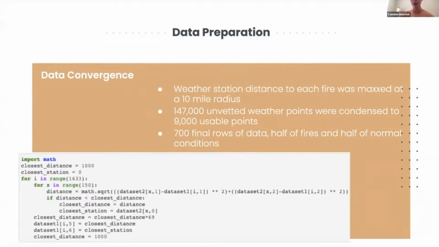We then took 7 years of monthly fire data, 7 years of monthly weather data, and we put that into the model in order to get 350 data points, or rows, of fire data and weather conditions, and 350 rows of weather conditions when no fires were present.